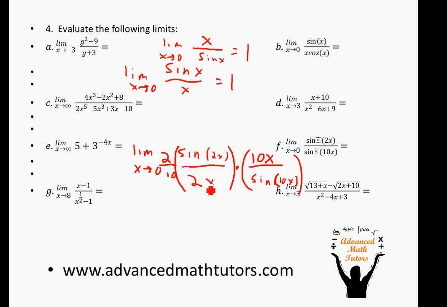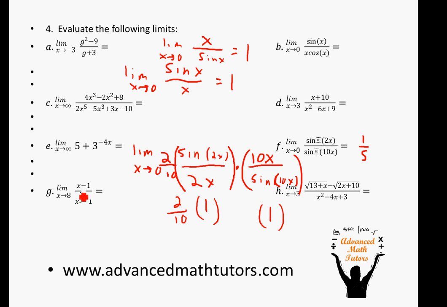Well, the sine 2x over 2x becomes a 1. The 10x over sine 10x becomes a 1 as x goes to 0. And 2 over 10 is just 2 over 10. So you really have 2 over 10 times 1, and 2 over 10 is a fifth. There you go. That's your answer.